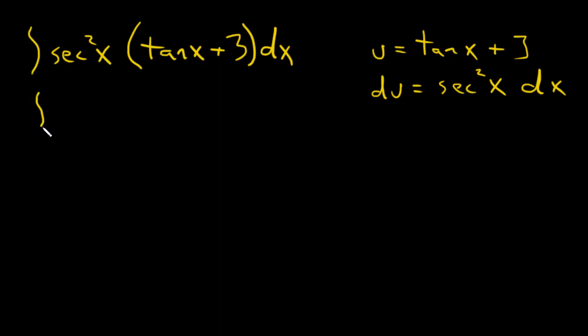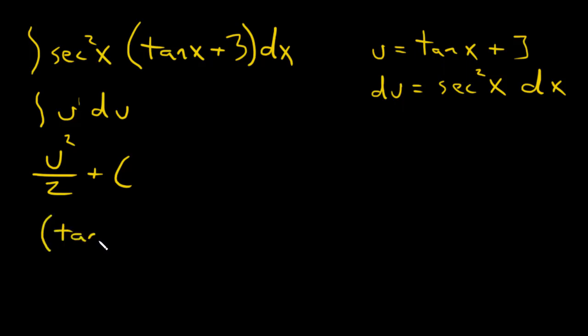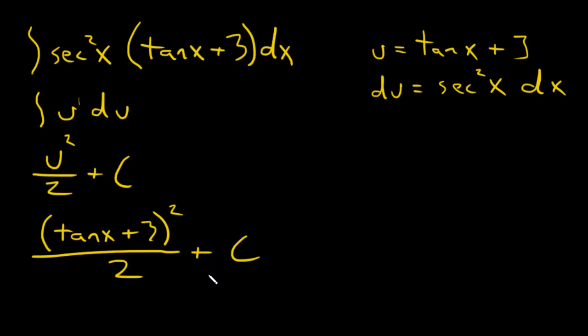So this just becomes the integral of u du. I can do that integral because that's all an understood 1 up there. So this is going to become u squared over 2 plus c. And then I substitute back my x expression. This becomes tan x plus 3 quantity squared over 2 plus c. And that's it. That's all you need.